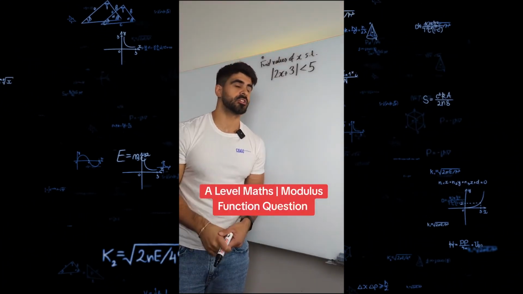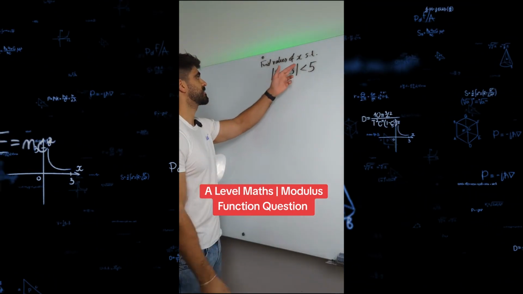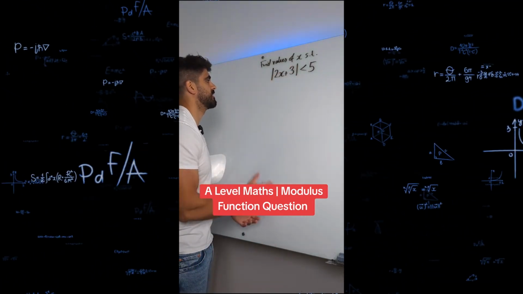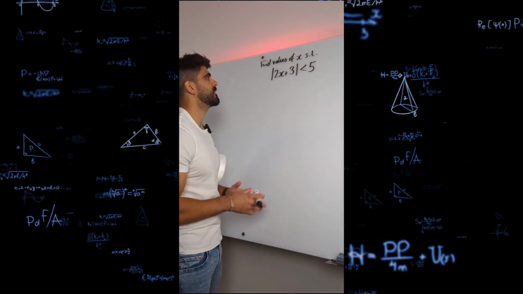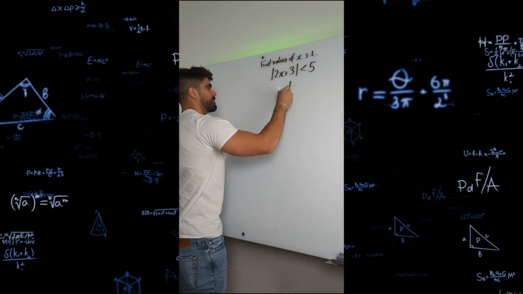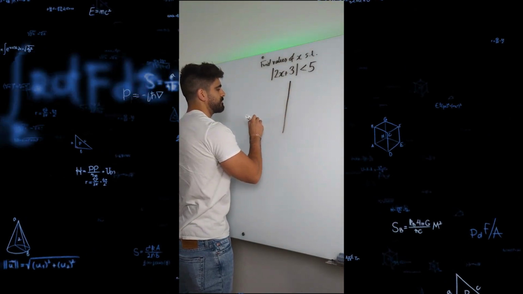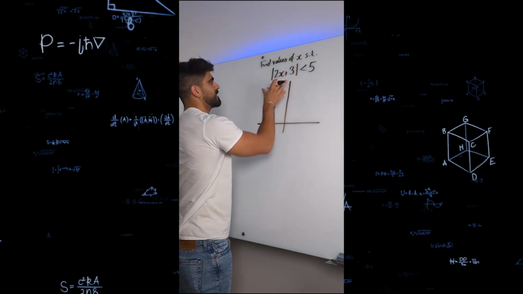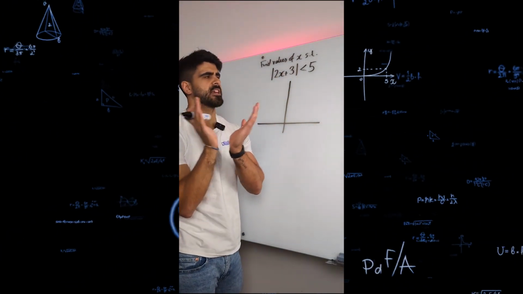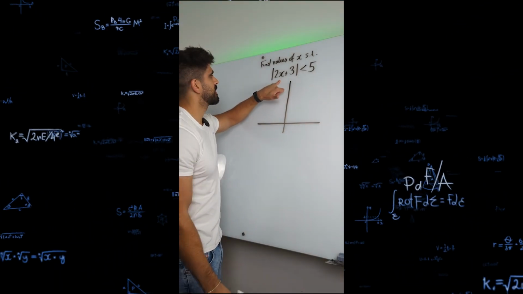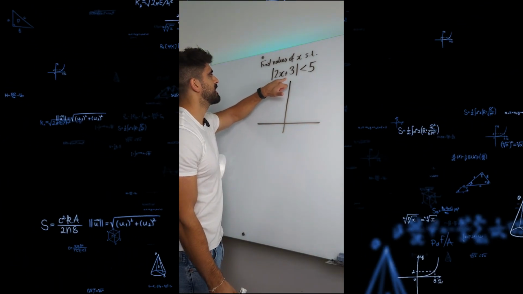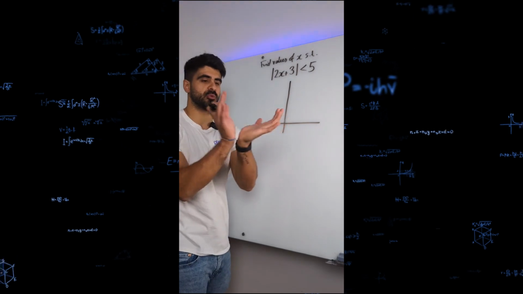Cheeky modulus question. Find the values of x such that this inequality is satisfied. Now, for any question on solving a modulus, you should be drawing a sketch. Modulus functions have a V shape. The way you draw these super quick is you just make this equal 0. That tells you where the vertex is.